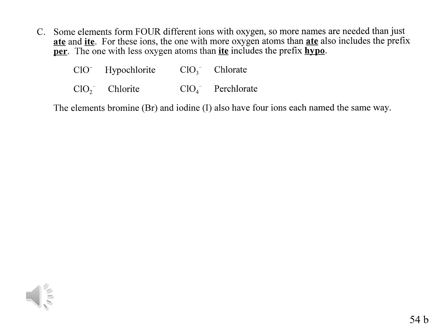The one that has one more oxygen than the ate, instead of using the prefix hyper, which usually means too much, they just use per, so that is perchlorate. The elements bromine and iodine have the same series of ions, except that instead of chlor, you use bromo or iodo. So there's a bromite and an iodite.